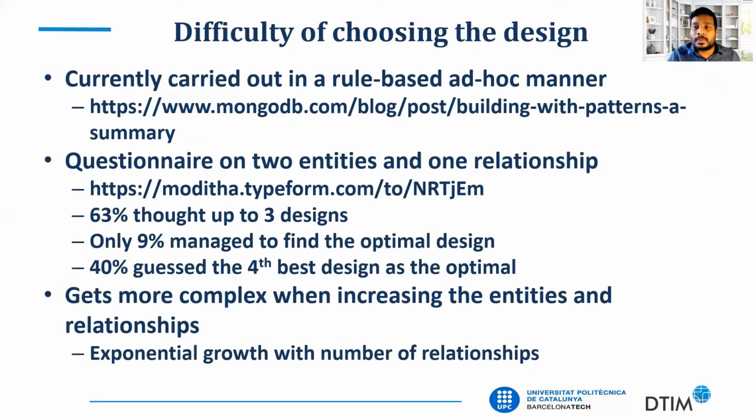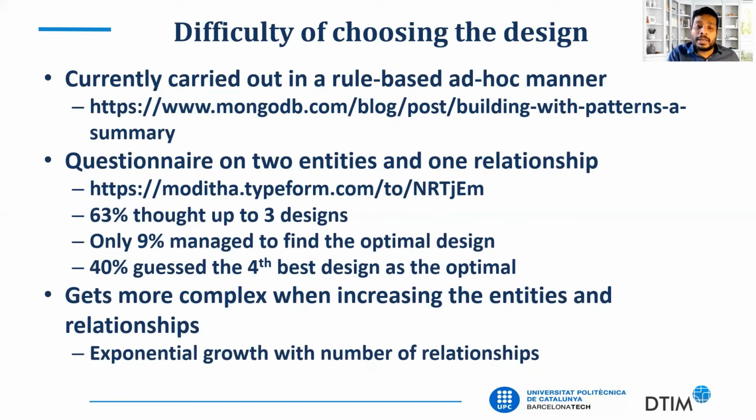Only 3 designs were found by 63% of the participants. So most of the participants missed more than half the designs. And only 9% managed to find the optimal design. Out of all the participants, 40% chose the 4th best design as the optimal. So we can clearly see the complexity of finding the best design for a document store for a particular given use case.